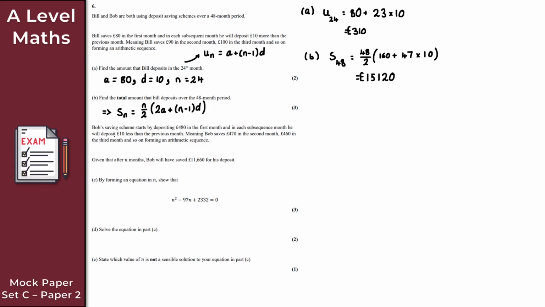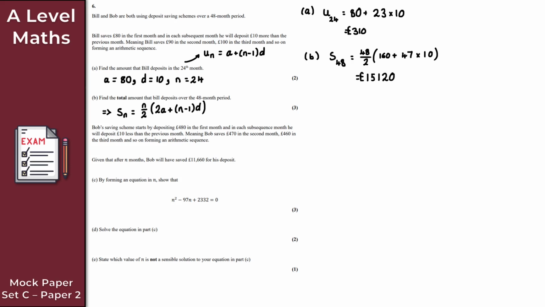Now, for the next part of the question, we're looking at Bob's savings scheme. Bob's savings scheme starts by depositing £480 in the first month, and in each subsequent month, he will deposit £10 less than the previous month. So in the second month, he deposits 470, 460 in the third month, and so on, again forming an arithmetic sequence. We're then given that after n months, Bob will have saved 11,660 for his deposit.